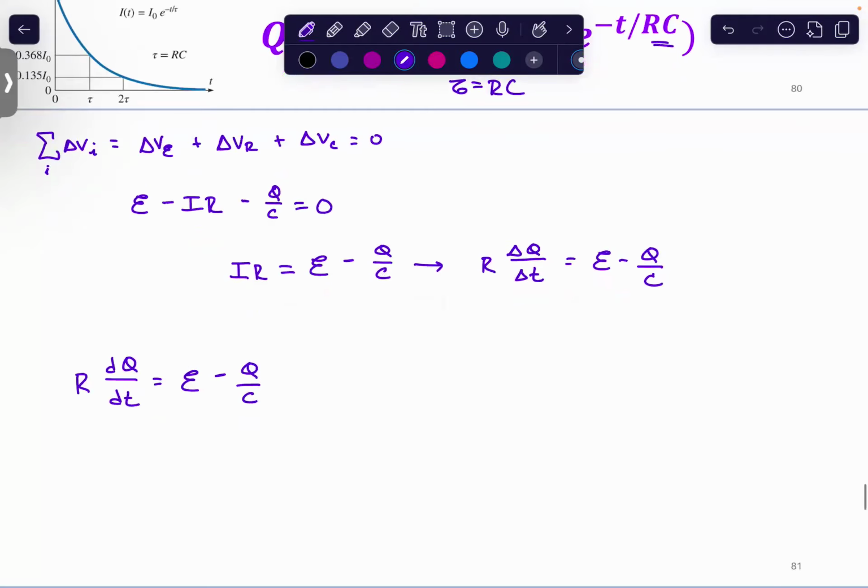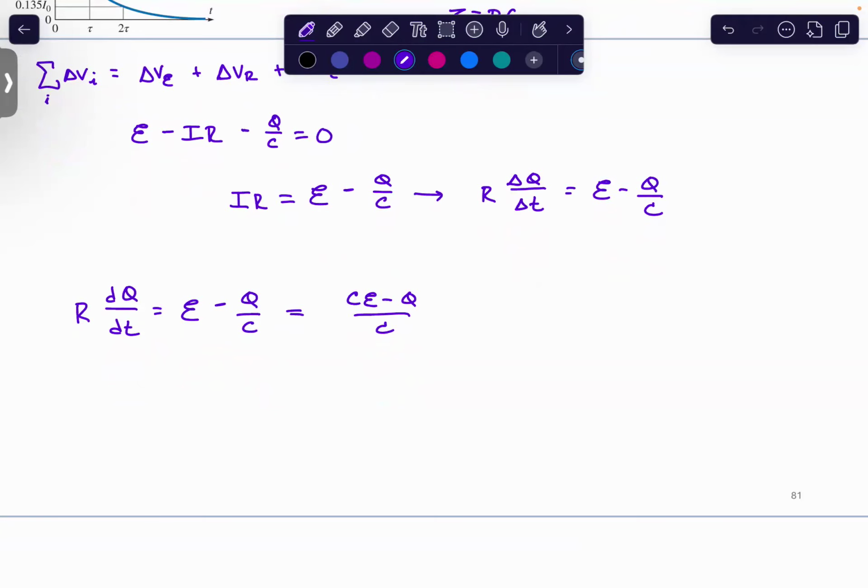Now, the first thing I want to do is combine the right side of this equation. Tell me how I got here. Multiply times C over C. Yep, so I multiply the electromotive force by C over C, then they both have a denominator of C, and so I get there.